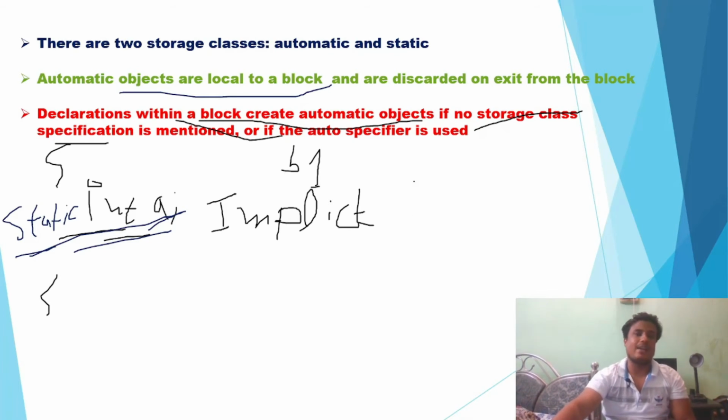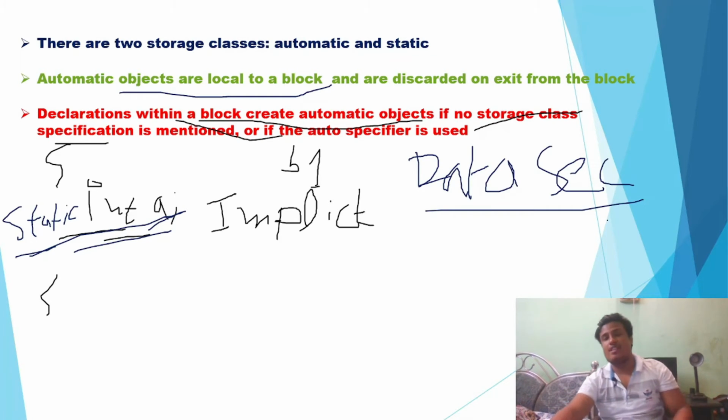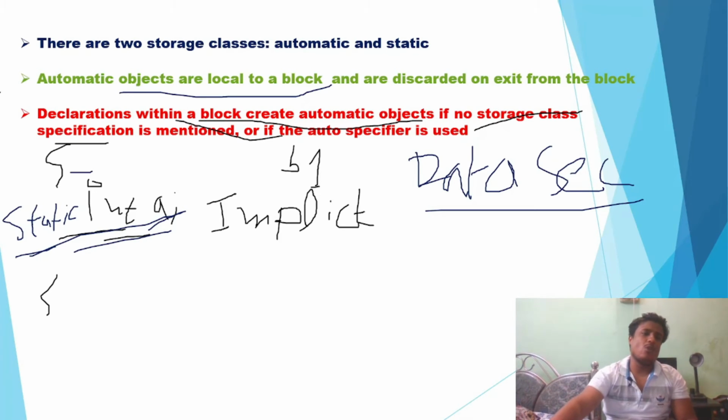Okay, global or static variable. Where is it stored? They are stored in the data section. If you remember the first diagram I showed you, the data section. Because of this storage structure, it is not modified when we go out of the block.